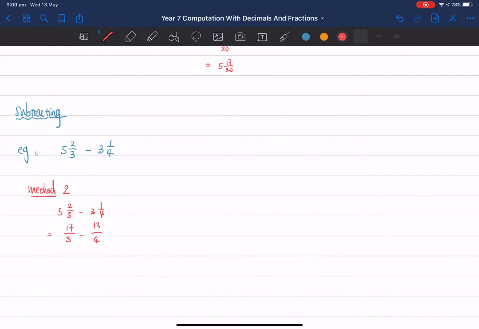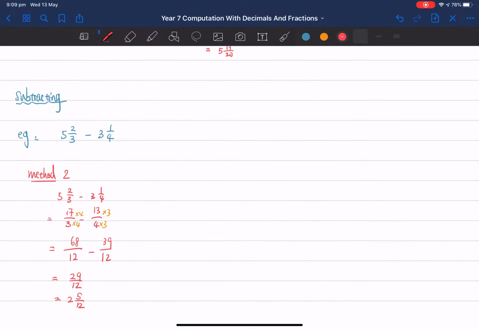That'll be 4 and that's 13. Okay, all right, so make the same denominator. That'll be 12. That'll be 12. And then you multiply here by 4. You multiply by 3 there. So you get 68 and you get 39. So that gives you 29 over 12, which is 2 and 5 over 12. All right, so you got the answer.